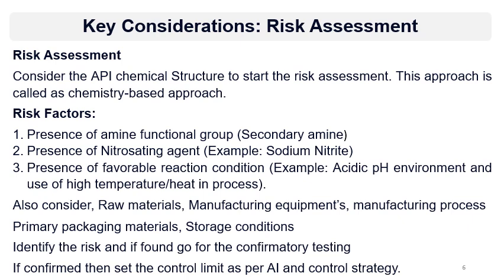Then identify the risk, and if the risk is there, then you should go for the confirmatory testing. And if it is confirmed from the confirmatory testing or analysis that the nitrosamine impurities are there, then you have to set the limits as per the acceptable intake limits. So that is called the AI limit, and then based on that experience, you should set the control strategy so that your batch to batch consistency will be there and the nitrosamine will be controlled.